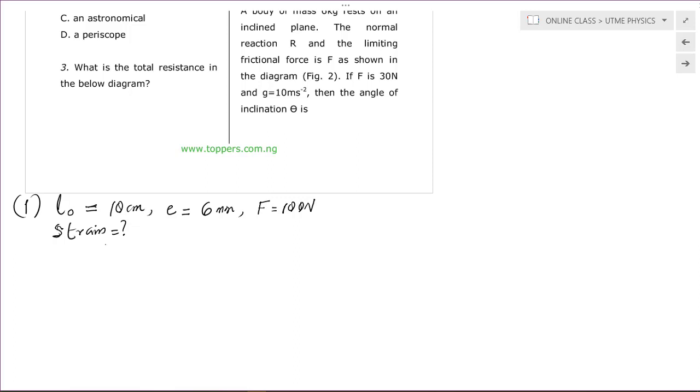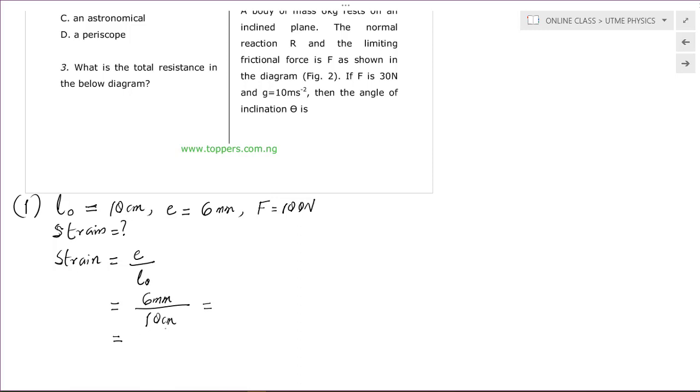Now, just like I said, our strain is known to be what? Strain, if you remember, this is elasticity topic, equals extension over original length. And from what we have there, extension is 6 millimeter. Original length is 10 centimeter. So you must make the two of them the same so that you can divide.